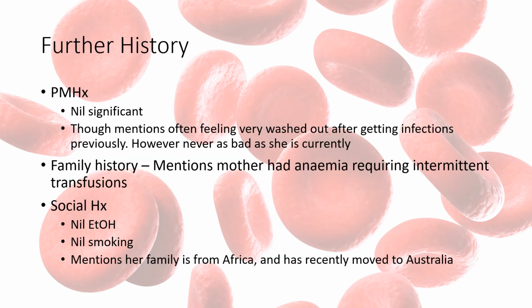Though she denies any past medical history, she mentions that often she has been feeling very washed out after getting similar kind of infections, however, not to the same extent that she is currently. She also mentions that her mother had anemia and often was requiring intermittent transfusions as well. In terms of her social history, she doesn't drink or smoke. However, she mentions that her family is from Africa and she's only very recently moved to Australia.